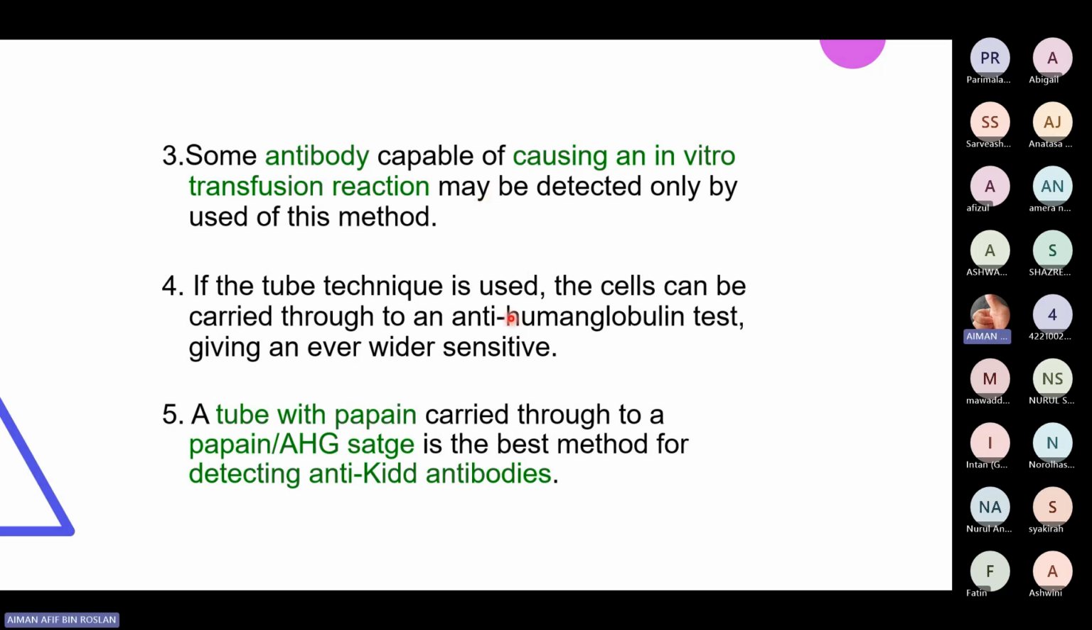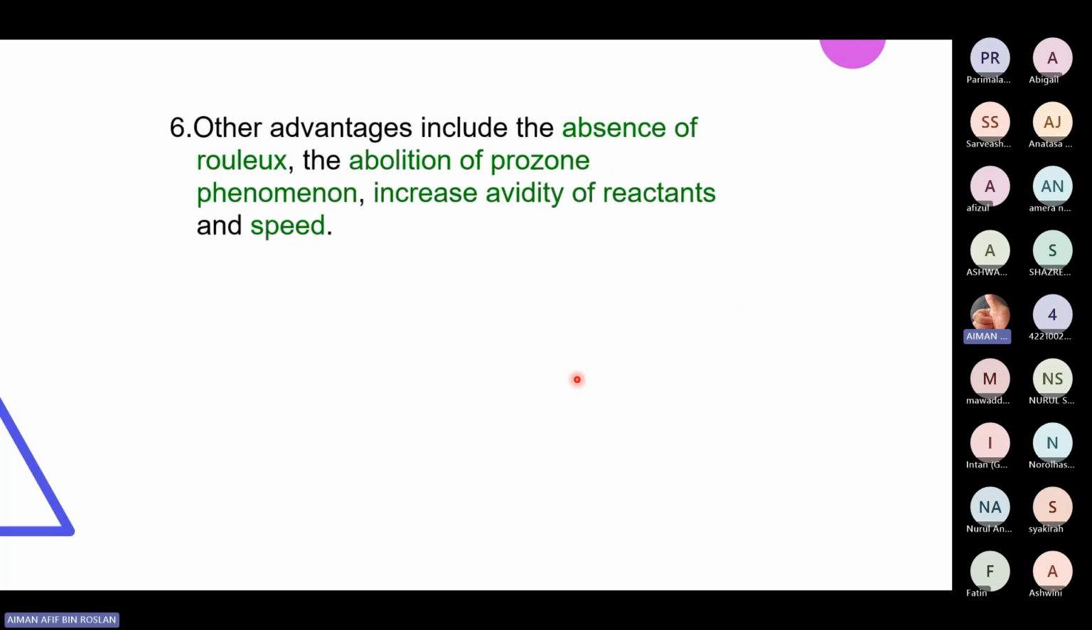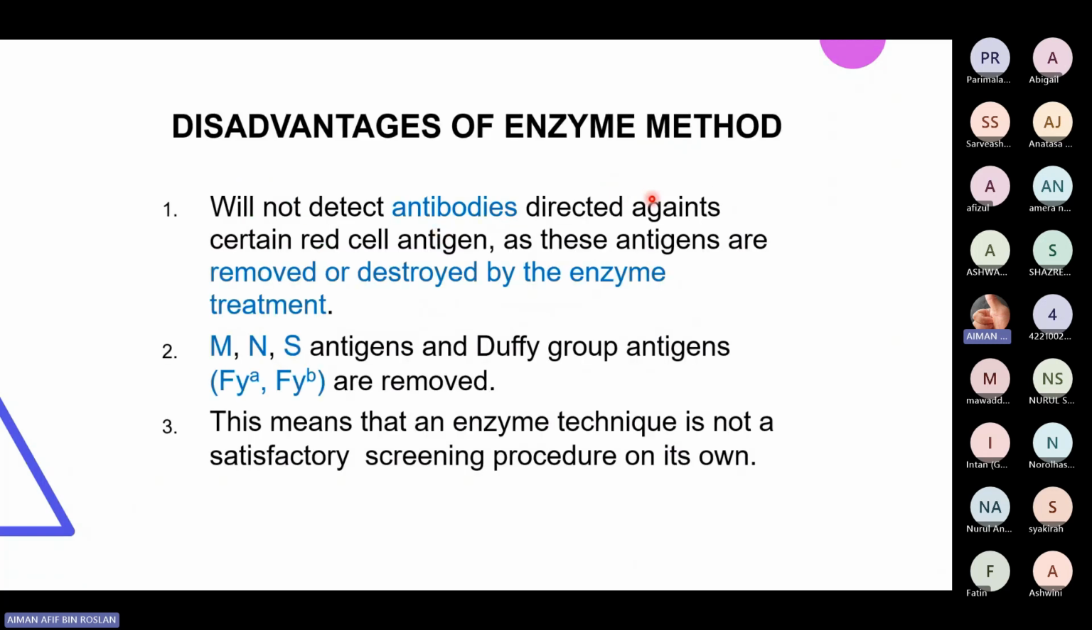If the tube technique is used, the cells can be carried through to the antiglobulin test, giving an even wider sensitivity. The tube with papain carried through to the antiglobulin test is the best method for detecting anti-Rh antibodies. It also can detect the absence of rouleaux, abolition of the frozen phenomenon, disability, operation, and speed.